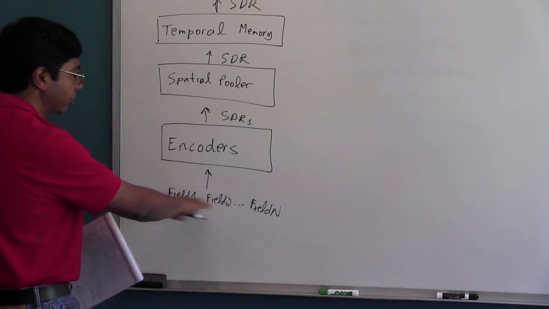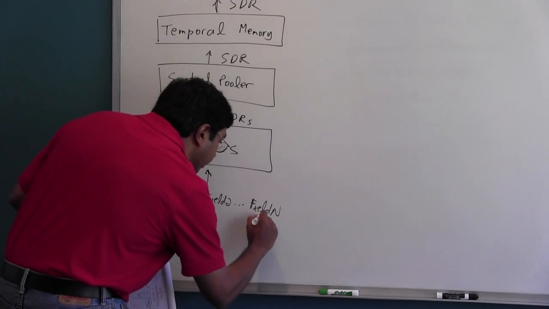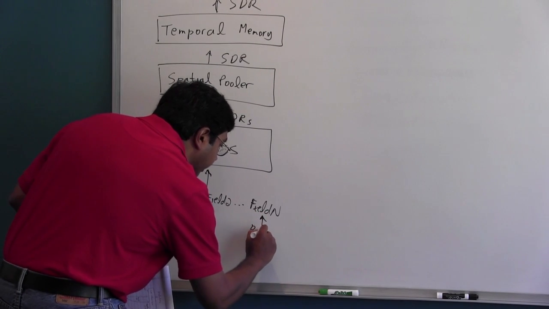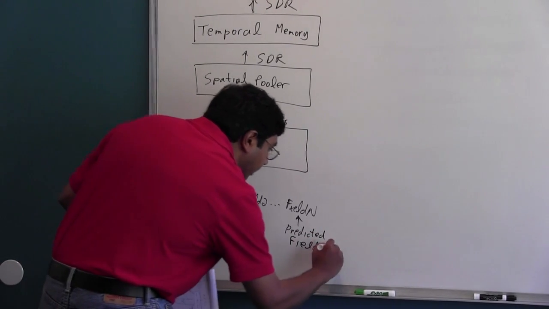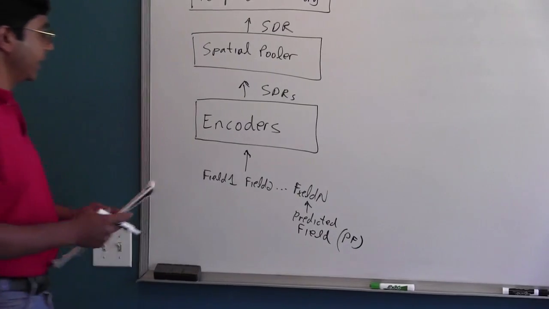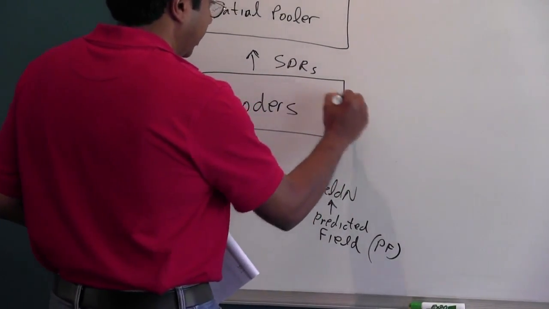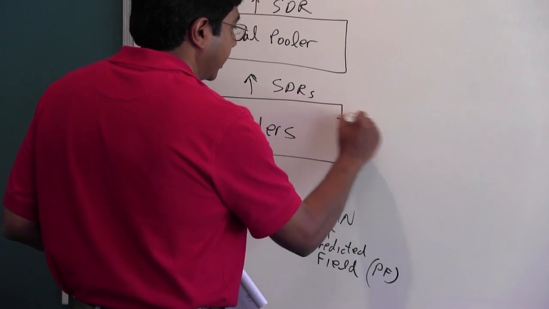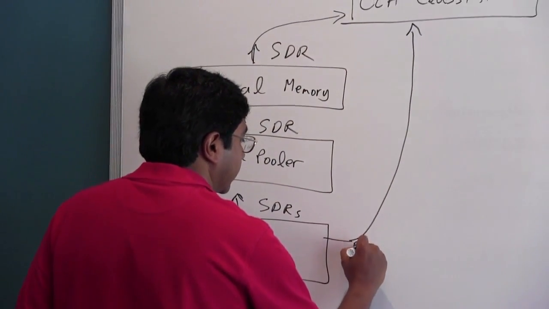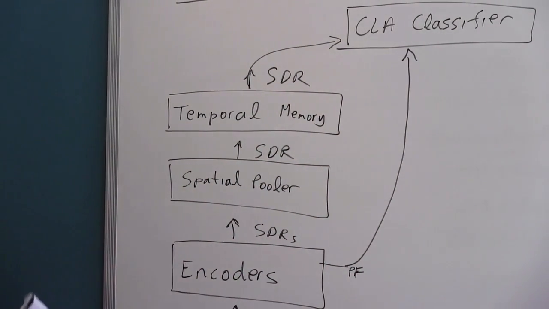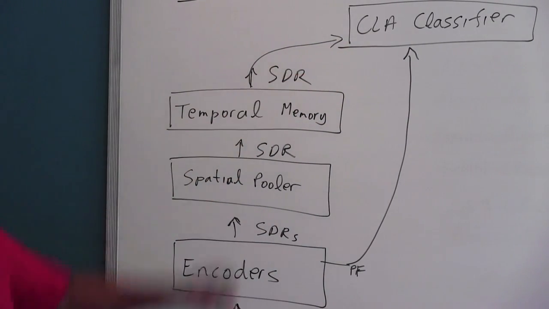Typically we deal with 1, 2, 3, and 4 fields. And then one of these fields is designated as the predicted field. So we say, okay, this is going to be the field we want to predict. I'll just call that a PF. That's an important field. The encoders have a special output, I believe, that feeds the predicted field to the CLA classifier. So it's getting the SDRs flowing in, and it's getting the value of the predicted field flowing in.